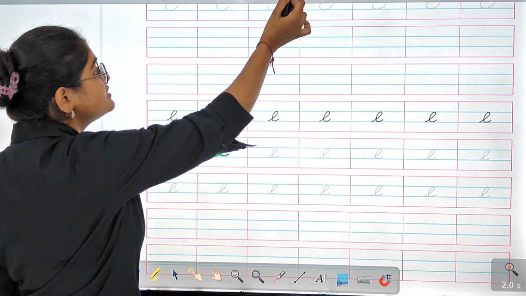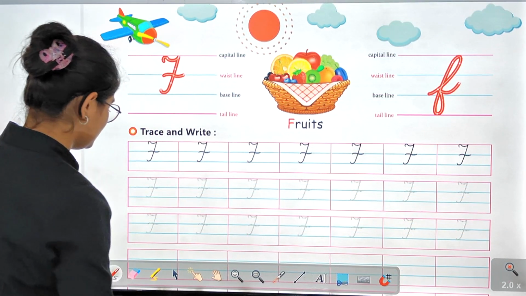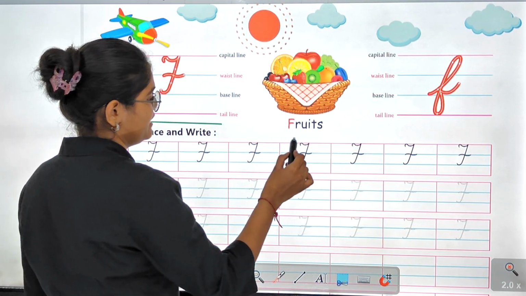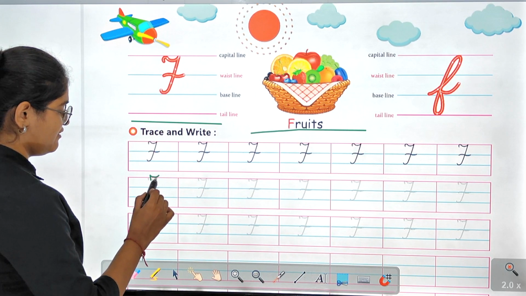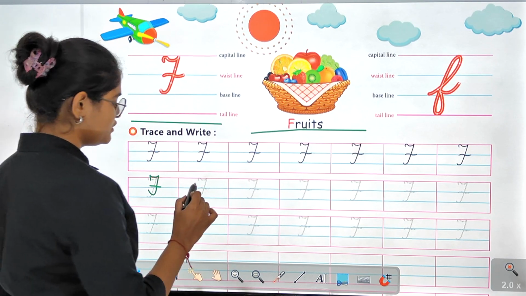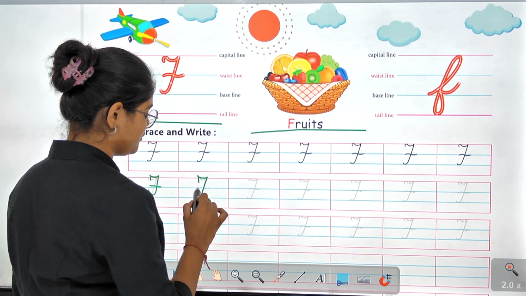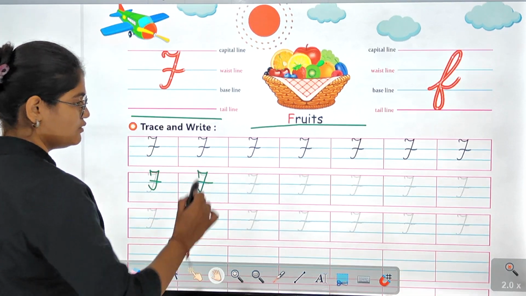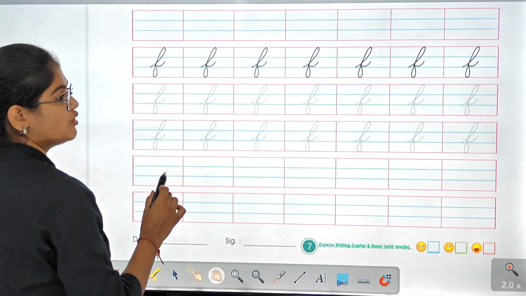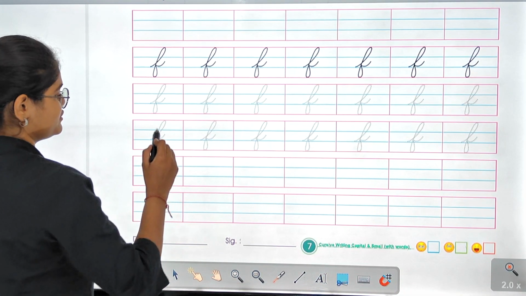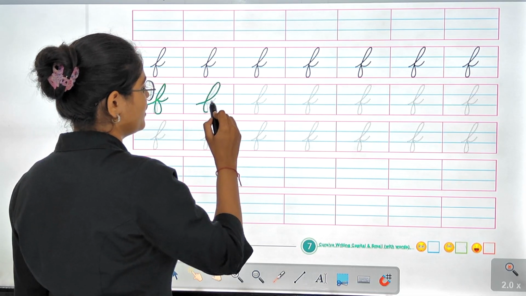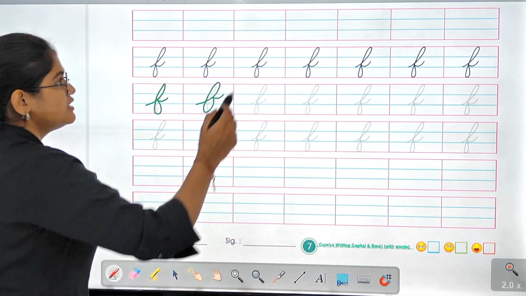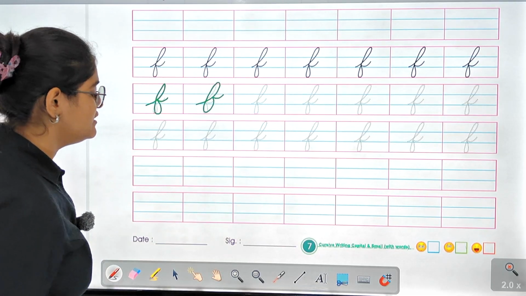Moving ahead. The next alphabet that we have is F, and F stands for fruits. So let's see how to make F. F for fruits. Now simply move to the small one. F for fish. Moving ahead to the next one.